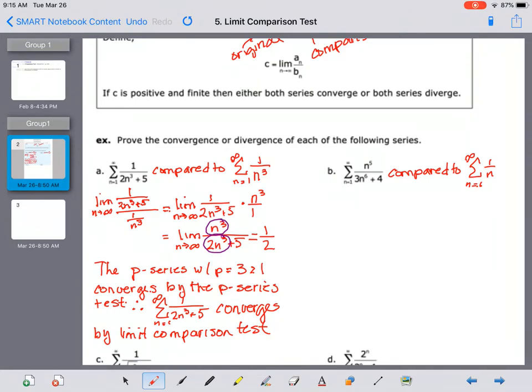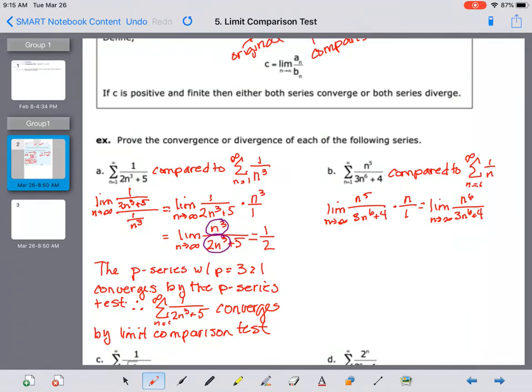So the first thing I'm going to do is set up my limit as n approaches infinity of my original series divided by my comparison series. Now I'm going to be dividing by 1 over n, so I'm just going to go straight into the multiplication of the reciprocal. I'm going to simplify that out really quickly. And we get n to the 6th over 3n to the 6th plus 4.